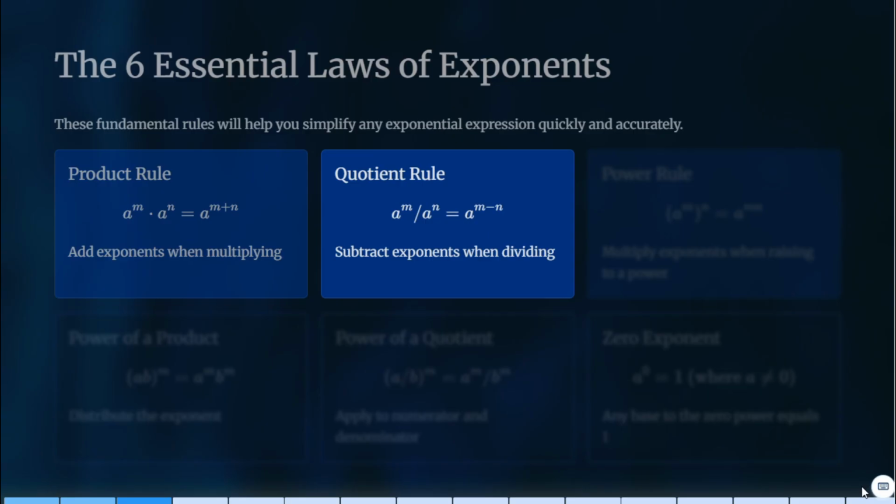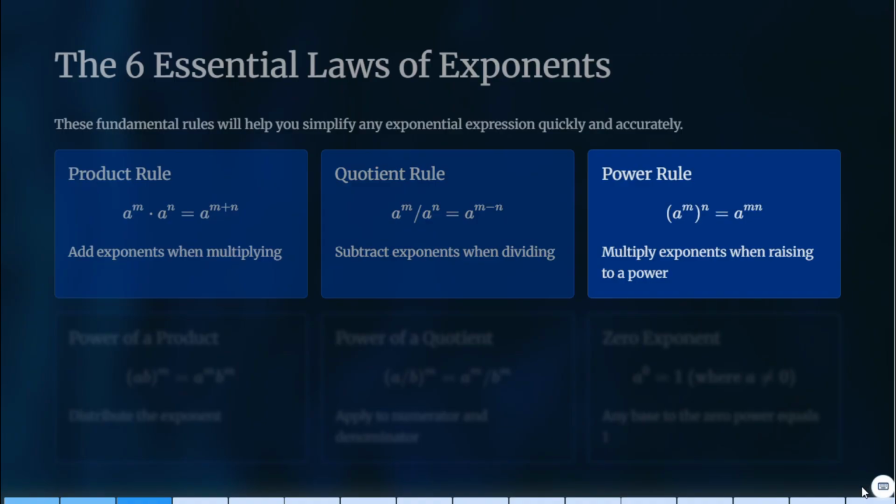Then we have the quotient rule. If you have a to the power m divided by a to the power n, this can be rewritten as a to the power m minus n. In other words, you can subtract exponents when dividing the same base.